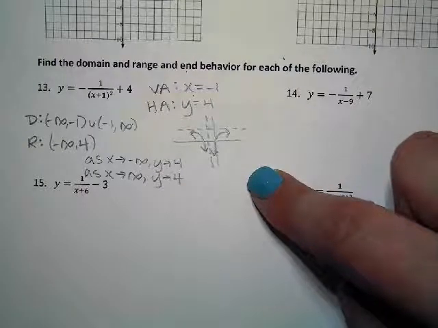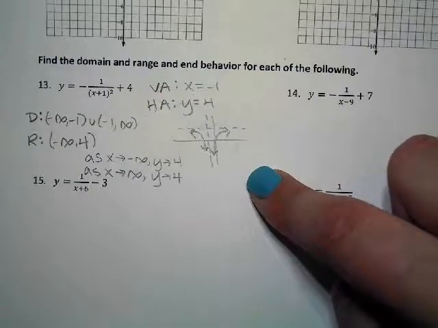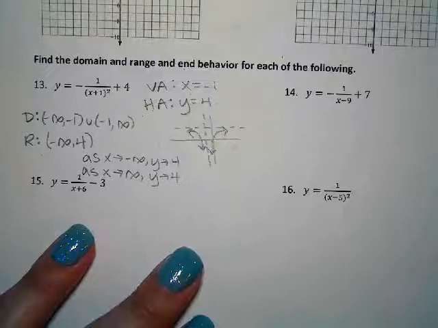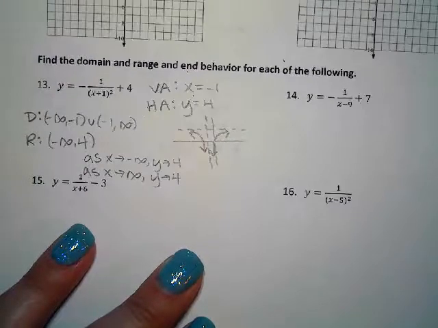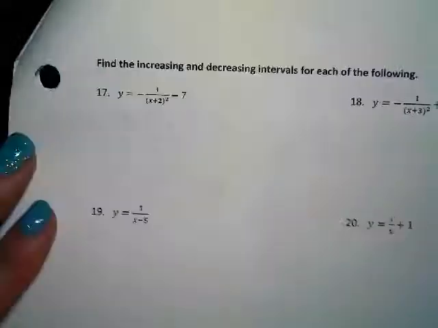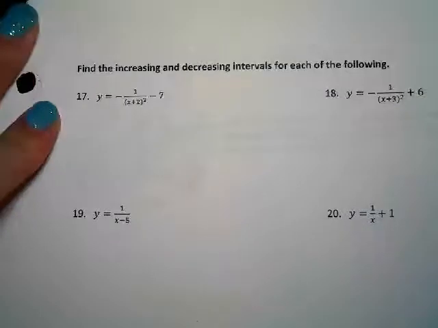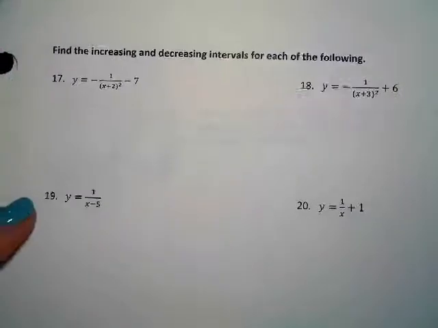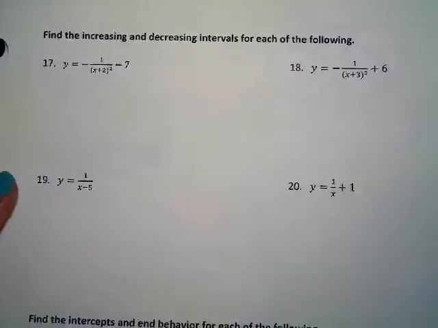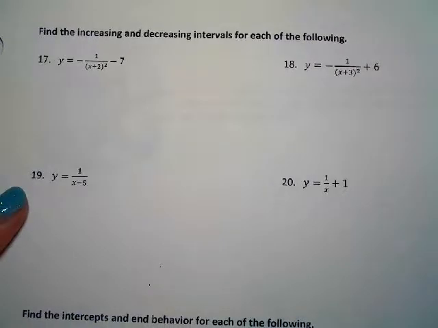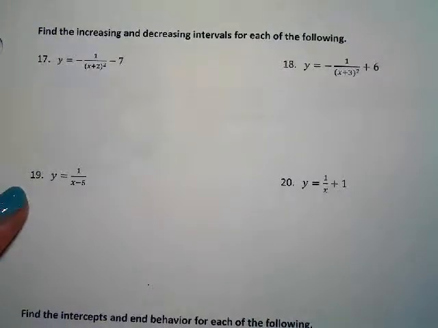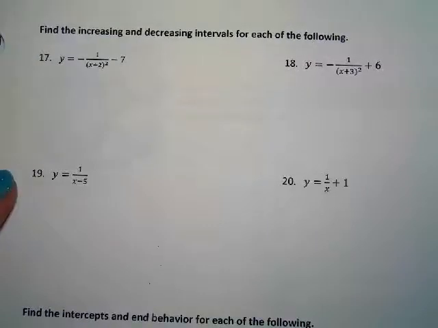Let's keep looking through the packet, make sure we understand the instructions. Okay. Increasing, decreasing intervals for the following. We are not using a calculator, so what are we going to need to find so that we can do these problems? Vertical and horizontal asymptotes. We're going to need to draw a little sketch. Which problem do you guys want to do, 17 through 20? 18? We're going to do the most complicated looking ones every time.